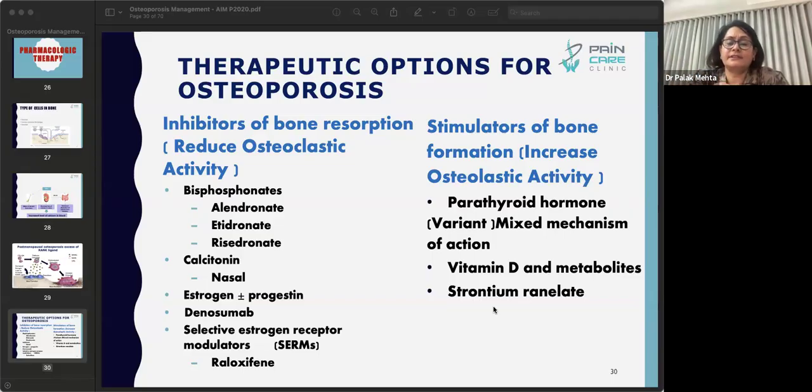While we also need certain drugs which reduce osteoclastic activity, like bisphosphonates, the oral bisphosphonates alendronate, etidronate, or risedronate, or nasal calcitonin spray, estrogen and progestin, which we call hormone replacement therapy, denosumab, which is the inhibitor of the RANK ligand, and SERMs, selective estrogen receptor modulators, such as raloxifene. Next slide, please.